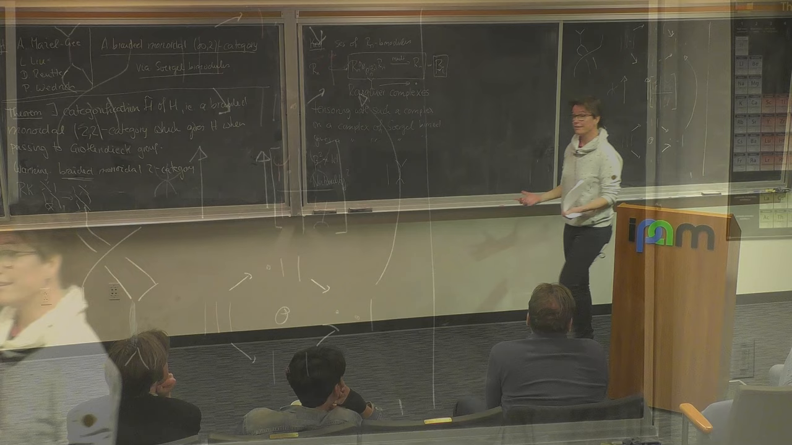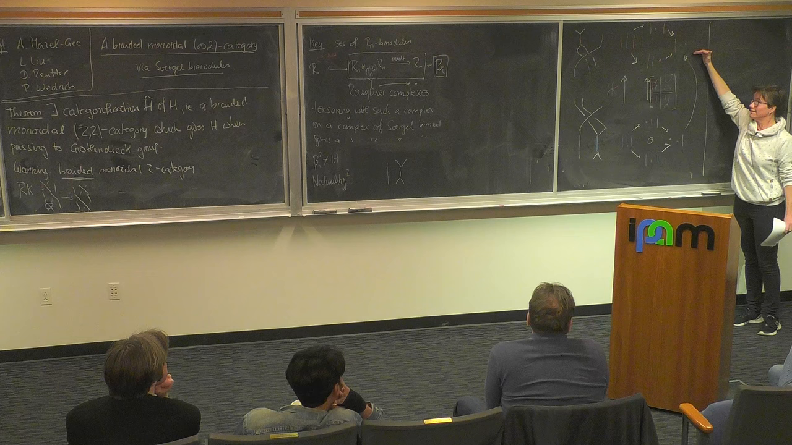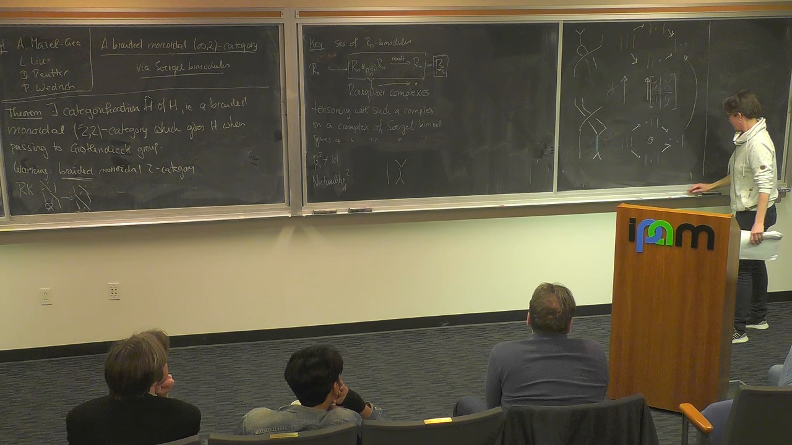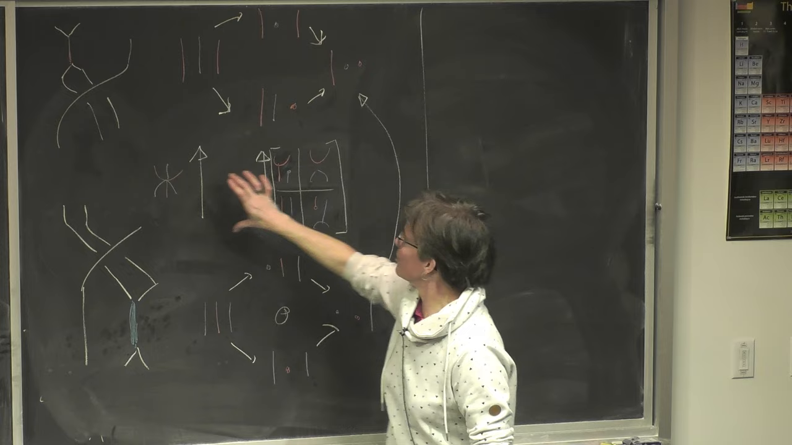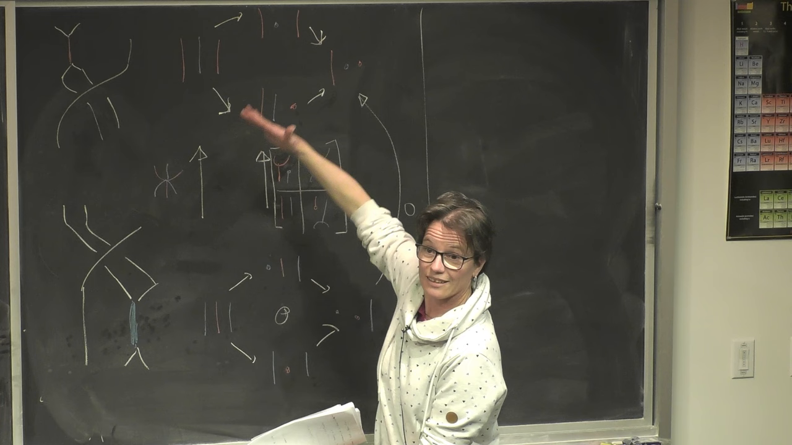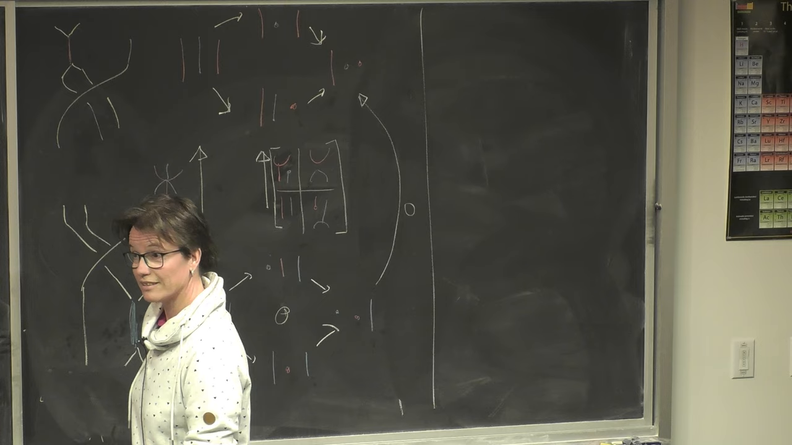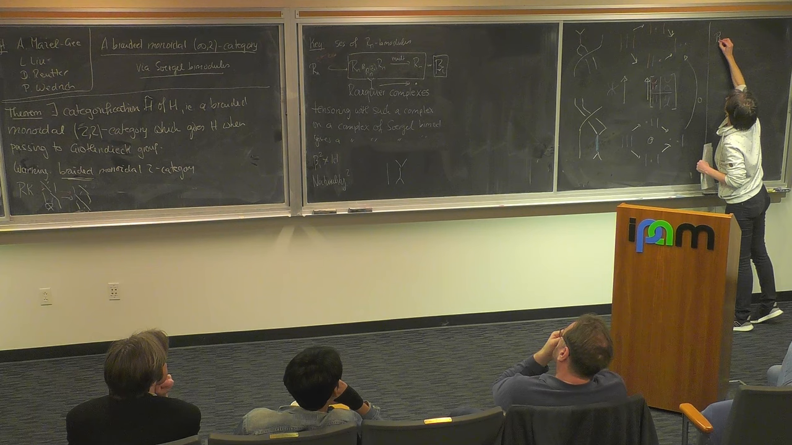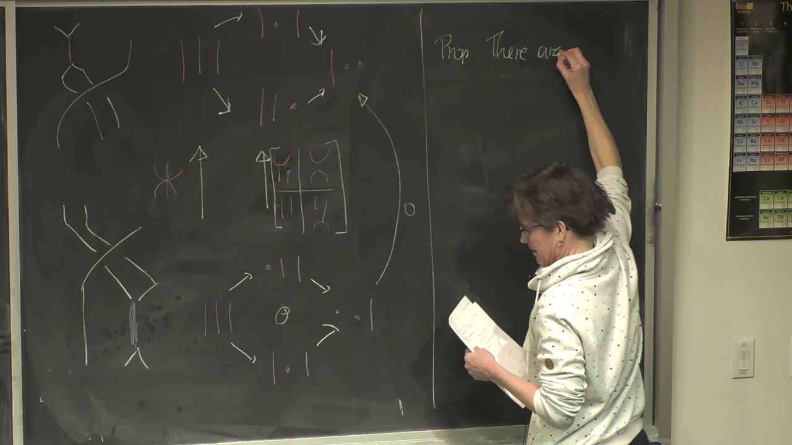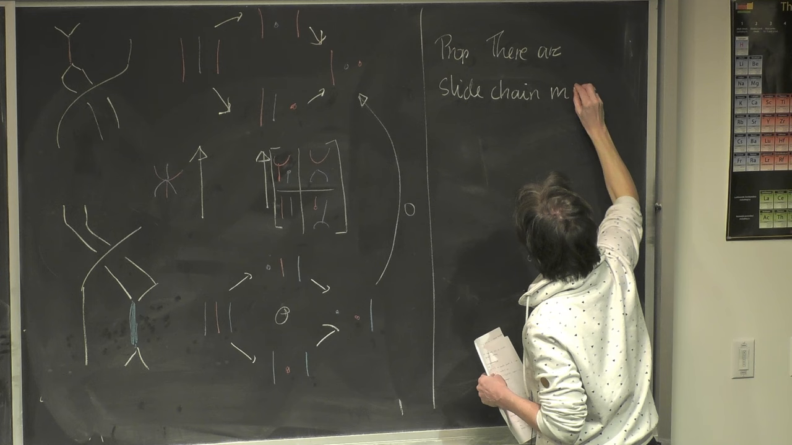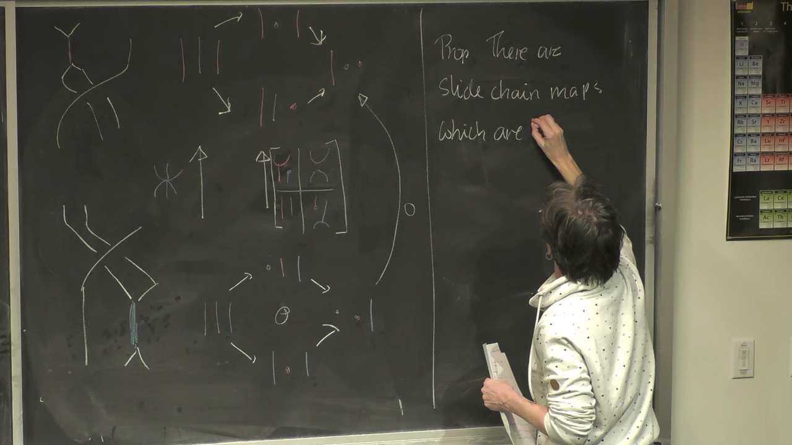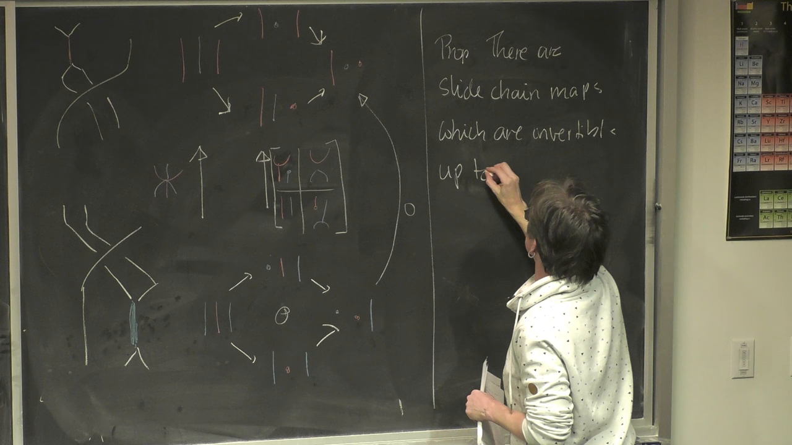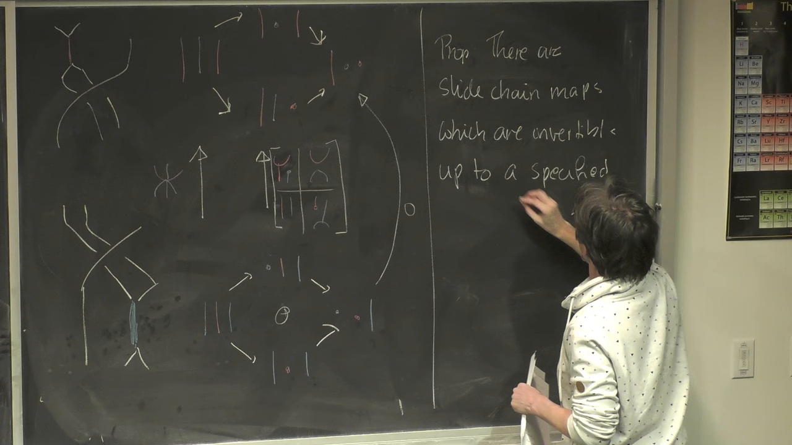So now what we have to find is explicit chain maps going from here to here. And so we computed it. For people who know Soergel diagrammatics, we wrote down explicit matrices and maps which give these slide maps. So what we checked is that this can be made consistent. And so the proposition is: there are slide chain maps which are invertible up to a specified homotopy.